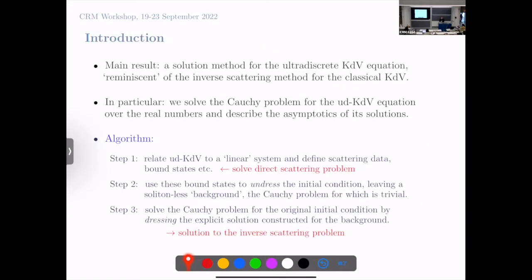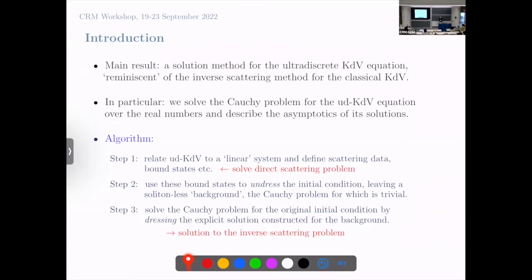I'll skip this, it is not important. So this will be the algorithm. The algorithm basically boils down to the 2 theorems by Darboux and Crum that I showed earlier. It boils down to undressing and then dressing. You start from an initial condition, for which I haven't shown you the scattering problem yet. I will do that on the next slide. You define an eigenvalue problem, and you solve a direct scattering problem for a given initial condition for the ultra-discrete KdV equation.